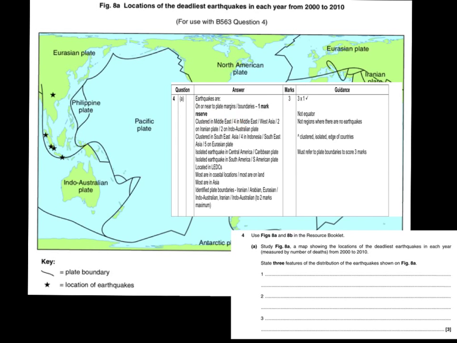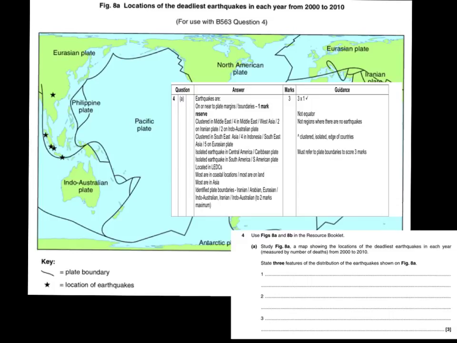Clustered in the Middle East, clustered in Southeast Asia, isolated earthquake in Central America and South America, located in LEDCs, which is interesting. Most coastal, most are in Asia, and notice you can get 2 marks for locating specific plate boundaries. A couple of things to look for, which you won't get marks for, is not the equator. Interestingly, not regions where there are no earthquakes.